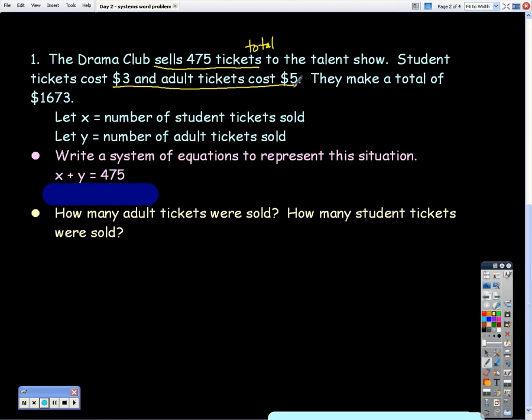One thing I always like to tell you is you never want to involve numbers that have a dollar sign in front of them and numbers that don't most of the time. Student tickets cost $3, so we're going to start with 3x plus adult tickets cost $5, 5y, and from $3 a student ticket and $5 an adult ticket, we made $1,673 total.